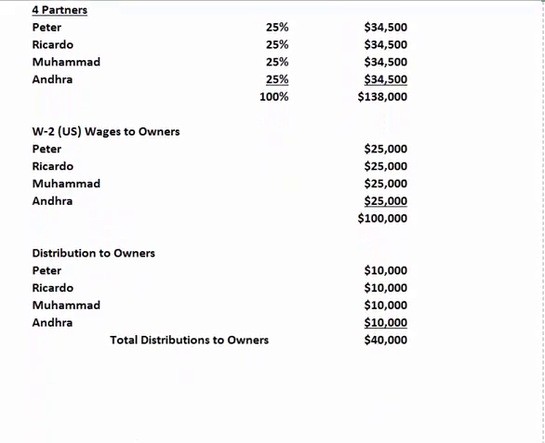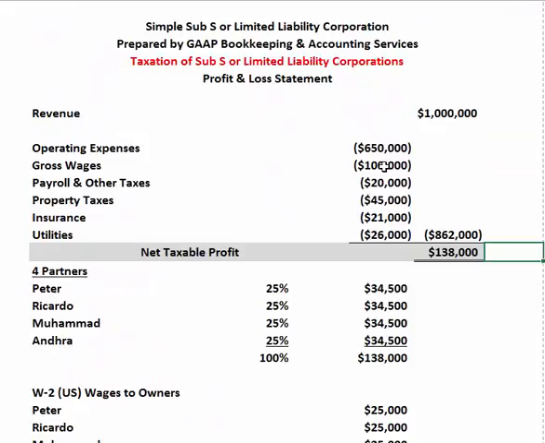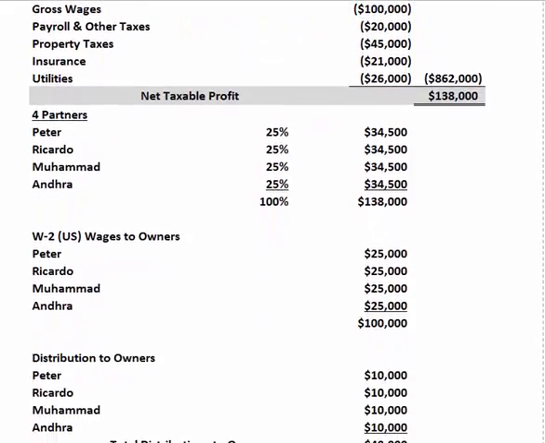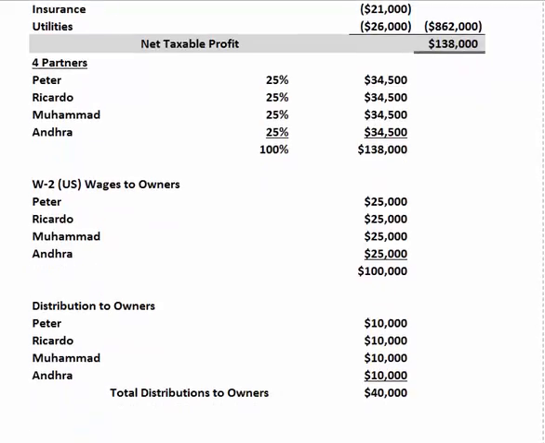Now, you can see up here we showed $100,000 in W-2 wages were paid before we arrived at the $138,000. In this simple first year corporation, let's just assume that the only people working and getting paid were Peter, Ricardo, Mohammed, and Andrea, each making $25,000 in W-2 wages. So, in addition to the $34,500, they also are paying taxes on W-2 wages, each for $25,000, totaling $100,000.